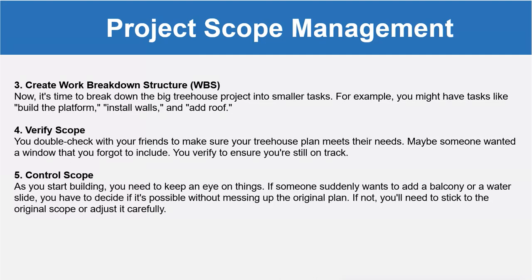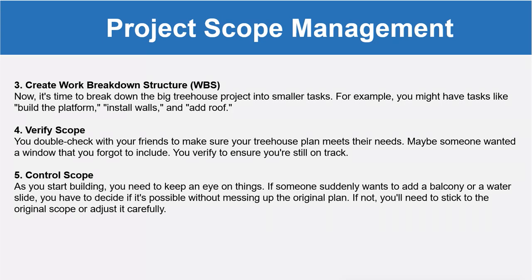Then verify scope means that you double check with your friends to make sure your tree house plan meets their needs and expectations. Maybe someone wanted a window that you forgot to include. You verify to ensure you are still on track and all the requirements have been included in the scope.